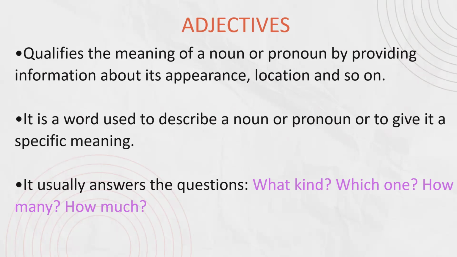Adjectives qualify the meaning of a noun or pronoun by providing information about its appearance, location, and so on. Appearance and location. So, as mentioned earlier, the book that I want you to get me is the yellow one with the red label, located on the right side of the shelf. Tama ba, right side? Or upper right side. So when we add those descriptions, we make it more precise.